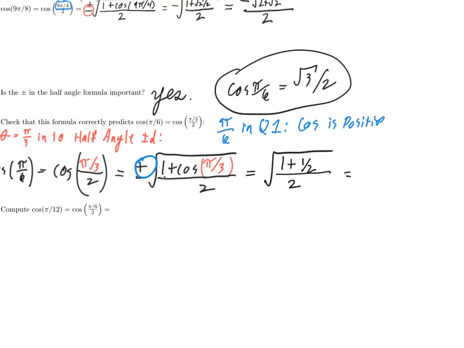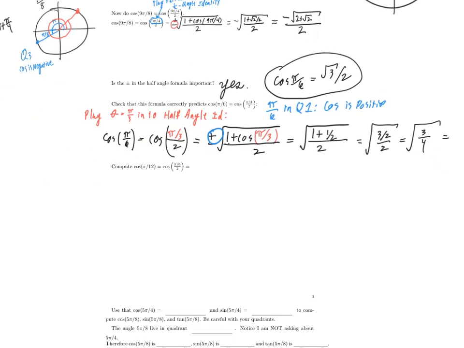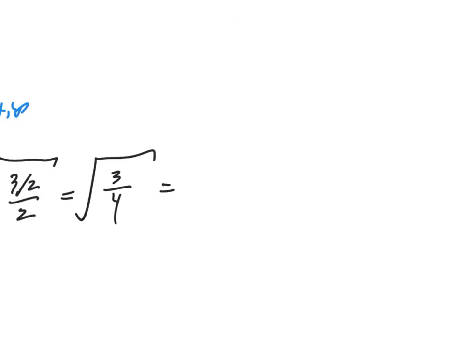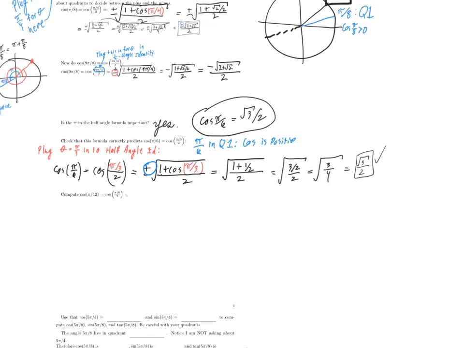And now I guess we have to simplify. 1 plus 1/2 is 3/2, and then I divide by 2 again. 3 divided by 2 is 3 over 4. Do you see any perfect squares under that square root? You do. You see a 4. Nice. So that correctly predicted what the result should be.